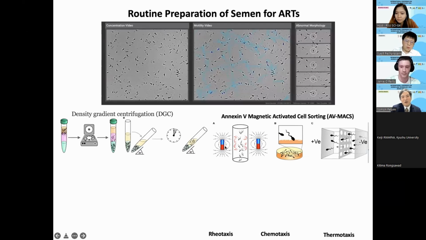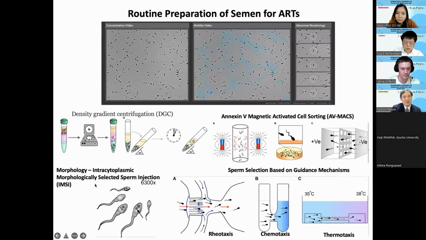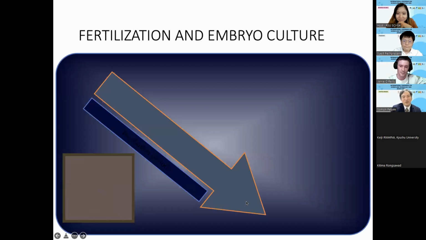There are methods like using magnetic fields, or microfluidics, or even high magnification, which is called IMSI. But it seems quite difficult to obtain a good sperm. That's the one that we have covered with Dr. Suchi too, and Dr. Pisini, who are working on ways to select sperm using microfluidics in the future.